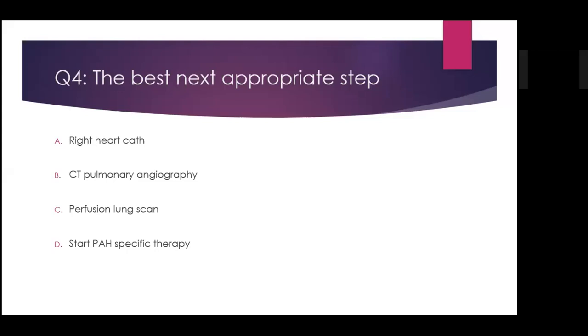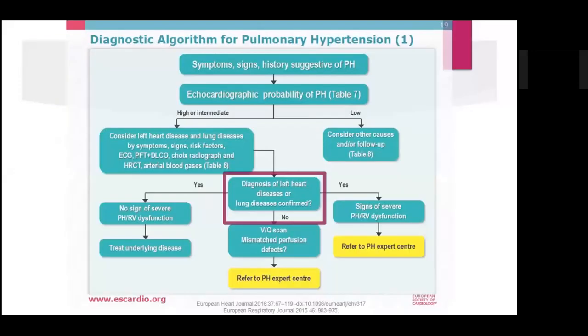We have here three answers till now that prefer to do a right heart cath. Four, five. So most of the answers go with the right heart cath. I'm afraid, going back to the algorithm, this is not the best next step. The next step is to exclude chronic thromboembolic pulmonary hypertension. Of course, we can do the right heart cath at any stage, but according to the algorithm, the best next step is to do a VQ scan to exclude chronic thromboembolic pulmonary hypertension.